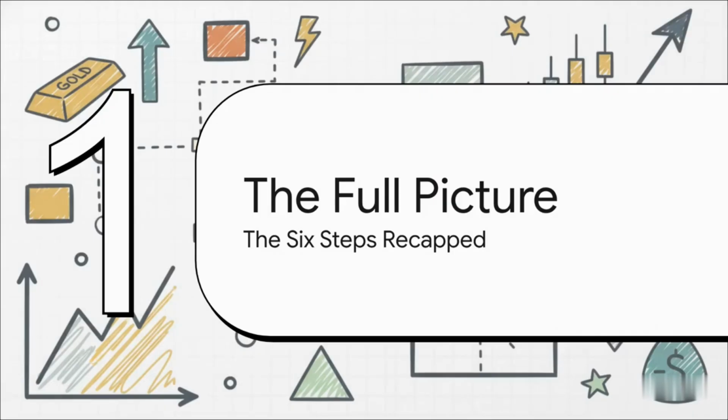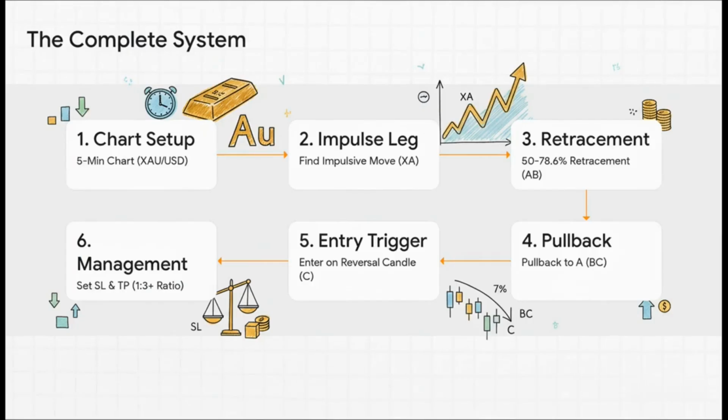All right, we've gone through a lot, right? From finding the perfect setup all the way to cashing out. So let's do a quick final recap to lock all 6 of these steps into place. Okay, here's the entire playbook in a nutshell. Number 1, you're on the 5-minute gold chart. 2, find that big impulsive move, XA.